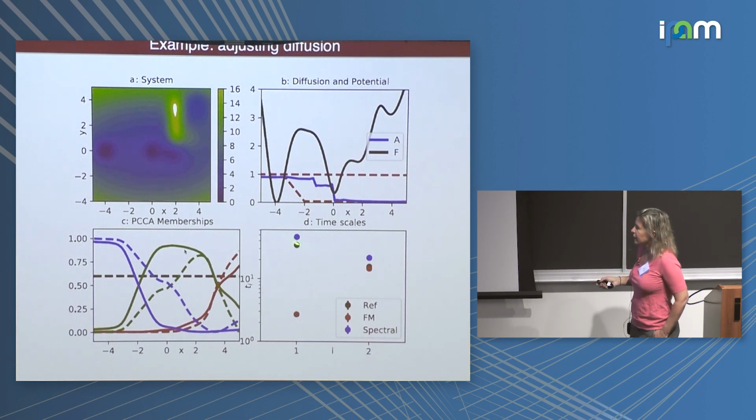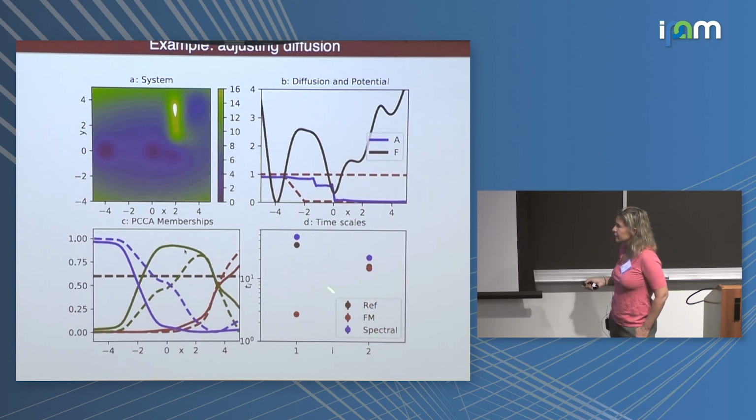And these are the time scales that we get. The reference is in black. The force matching time scales are given in red, and they're completely wrong. We invert the first and second slowest processes. But if we use this method, if we use spectral matching, we recover the time scales and the dynamical modes of the system.